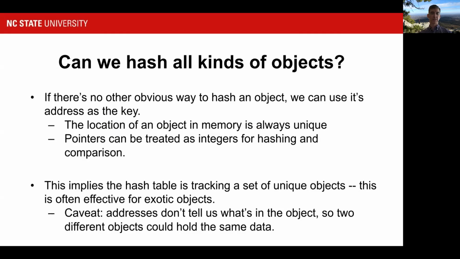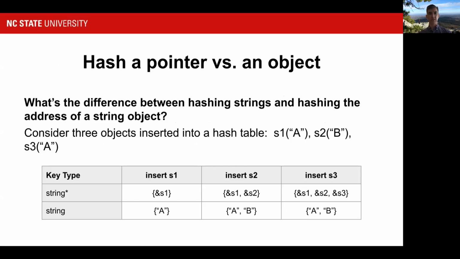This implies the hash table is tracking a set of unique objects, okay? And this is often effective for really exotic kinds of objects. However, addresses don't really tell us what's in an object. So that means two different objects could actually hold the same data and we wouldn't realize it when we use their address. Let me give you an example.